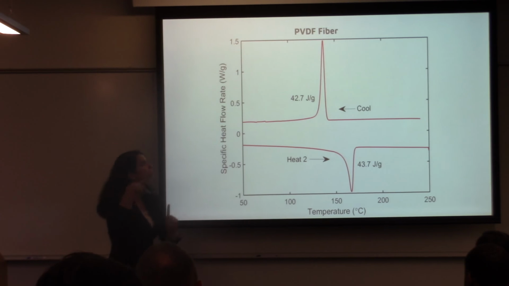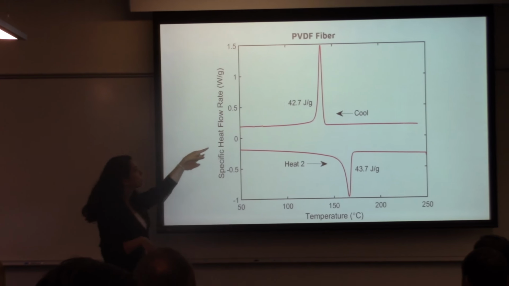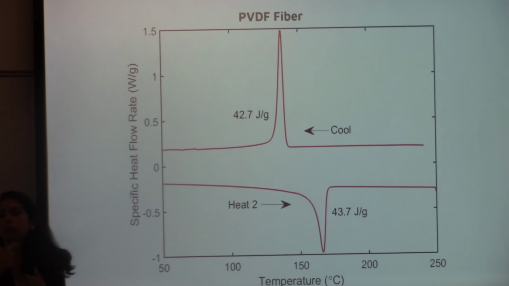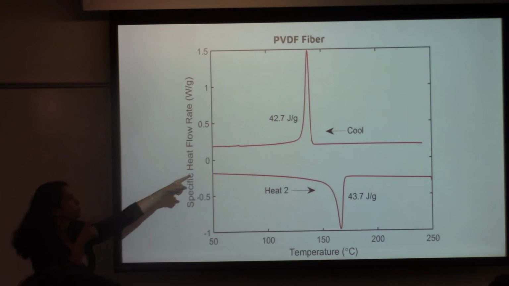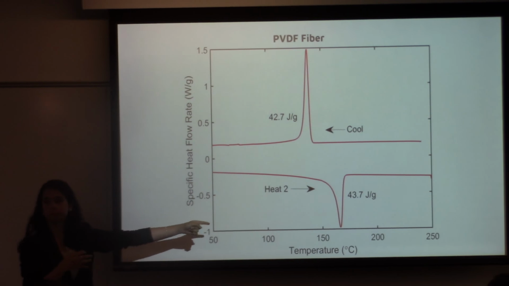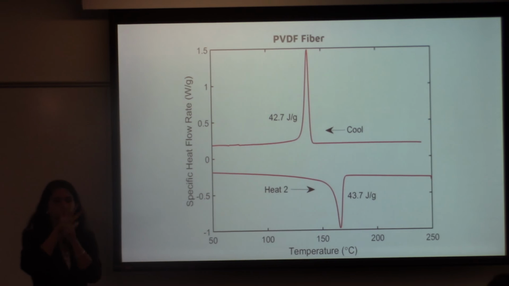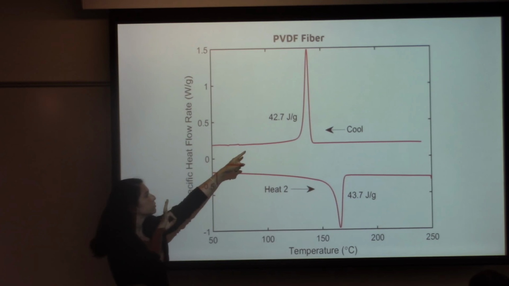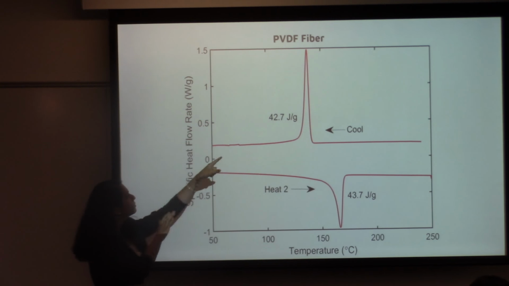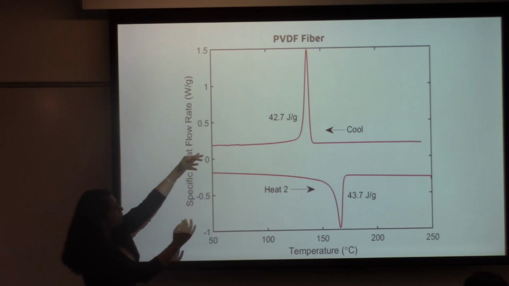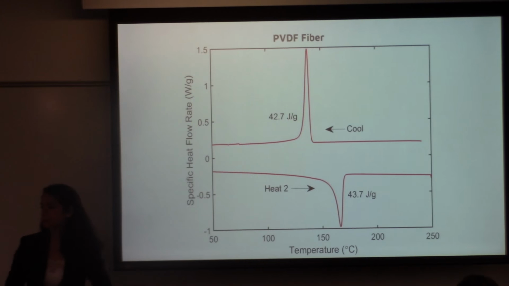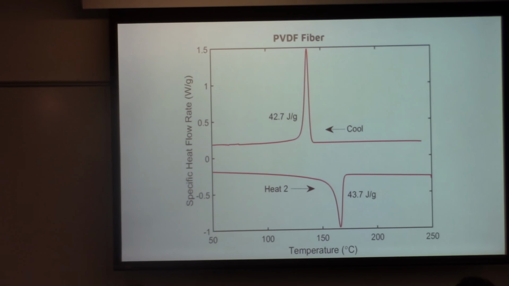In this graph, we're seeing some of our results. PVDF fiber in this graph. We have the first heat, heat 1, then we cool, then heat 2, our second heating, you can see here. And we're looking at these regions where that peak is, the area under the peak and the downward peak here. You can see they're close in the temperature range on our graph.